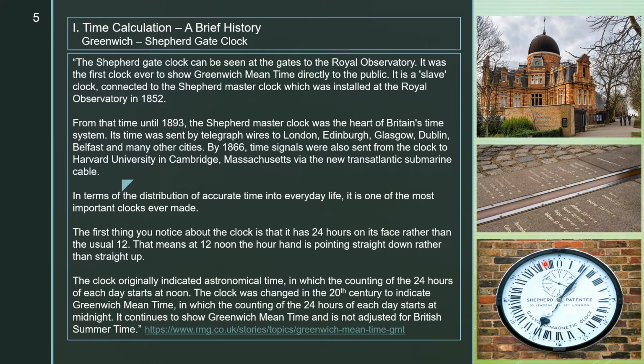It continues to show Greenwich Mean Time and is not adjusted for British summertime.